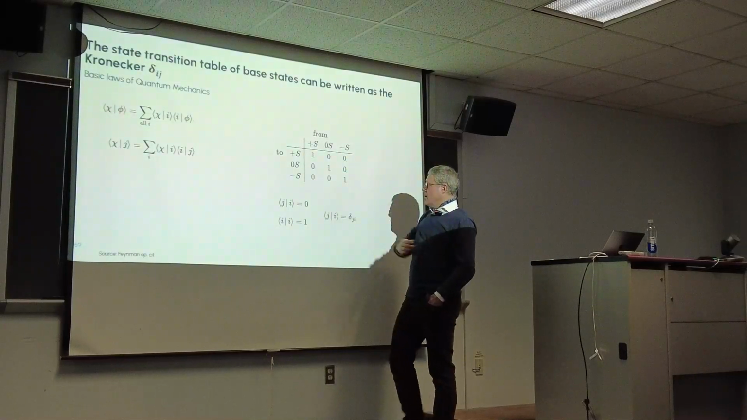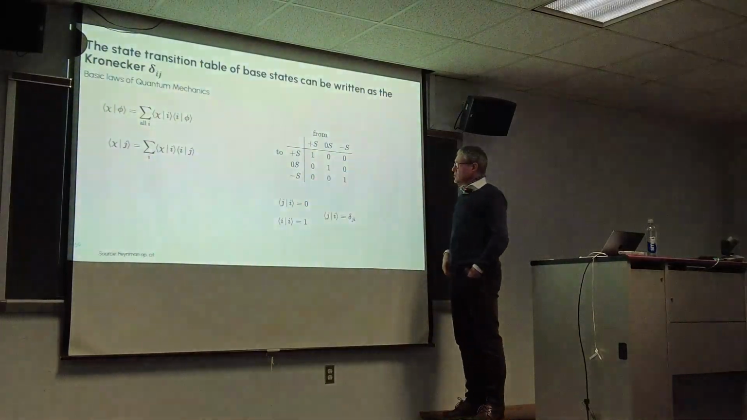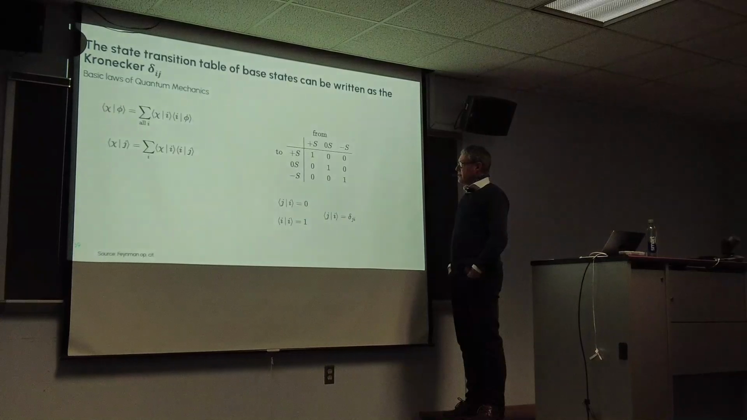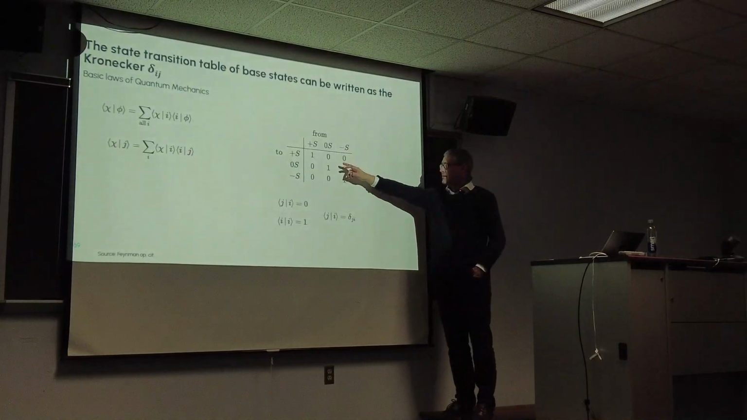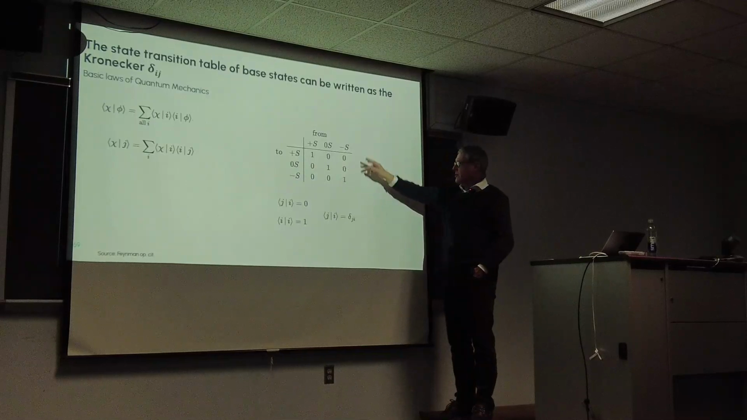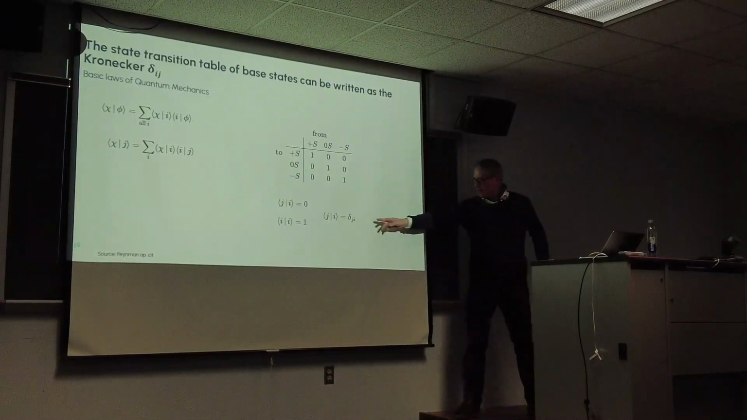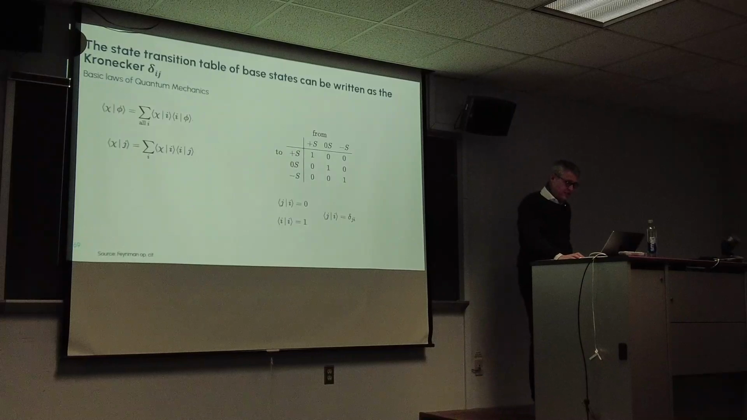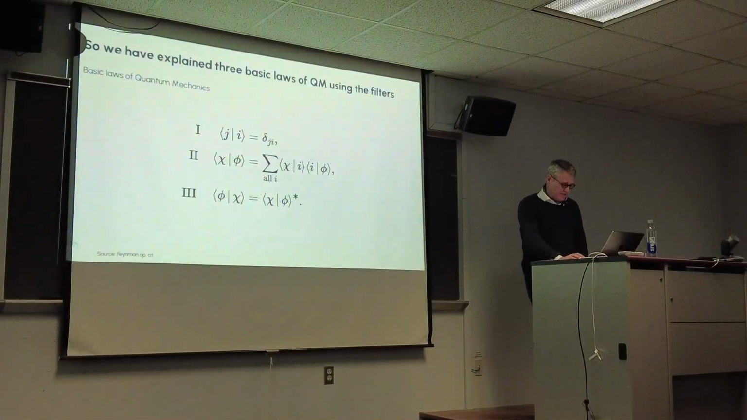Yeah, because a particle that has 0 spin cannot go through the plus spin filter and so on. And so this is the first basic law of quantum mechanics, that the amplitude to go from one state to the other state is only one if the states are the same. This is delta here. That's the first law. We've seen it now. We've derived it using the filters.